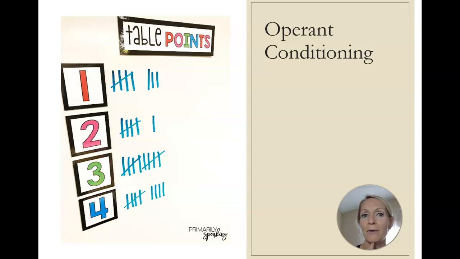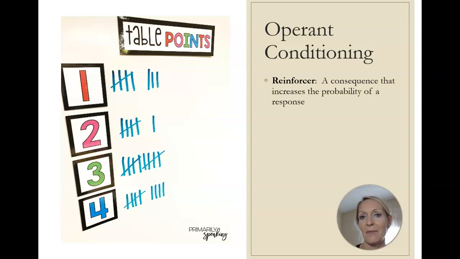So if you think about table points, right? Like, I want you all to be listening now. Whichever table is showing me they can listen, I'm going to give them a point, and that eventually leads to something. And that's the idea of using different reinforcers. And reinforcers are when a consequence will increase the probability of a response. You're going to do something in hopes that they will continue to do something.